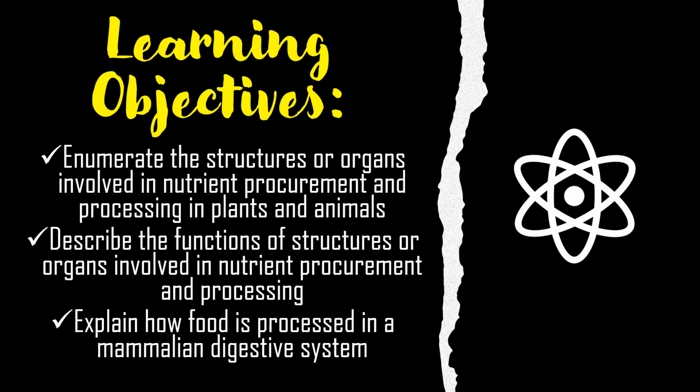First, enumerate the structures or organs involved in nutrient procurement and processing in plants and animals. Second, describe the functions of structures or organs involved in nutrient procurement and processing. And lastly, explain how food is processed in a mammalian digestive system.